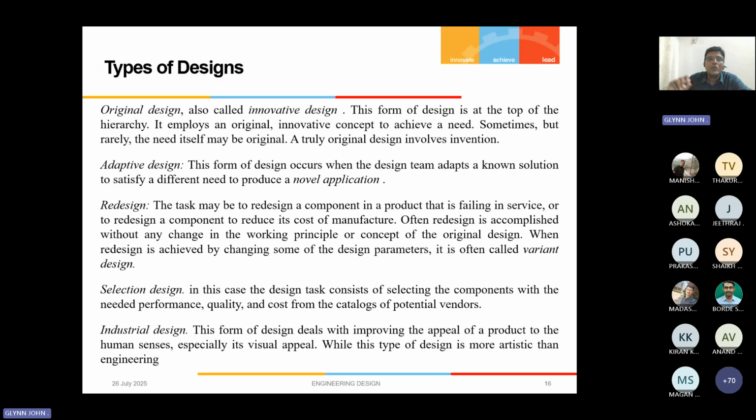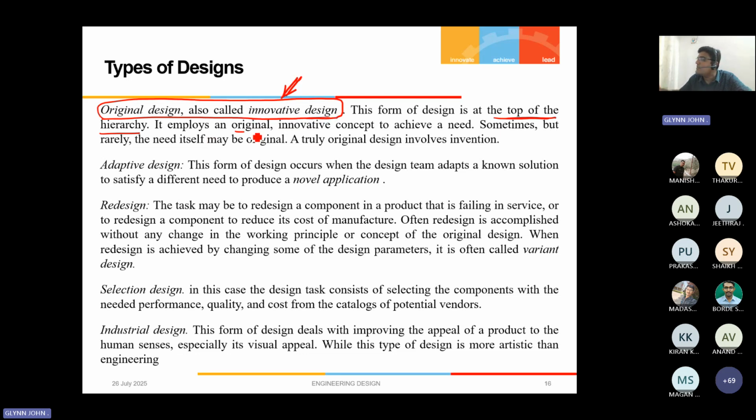Original design is also called innovative design. Somebody was asking, right? Original design can also be called innovative design. This is at the top of the hierarchy, which means this is the most difficult thing to do. If you come up with one original design, you become a part of a history book. You will be remembered for a very long time, right? That means this did not exist before.